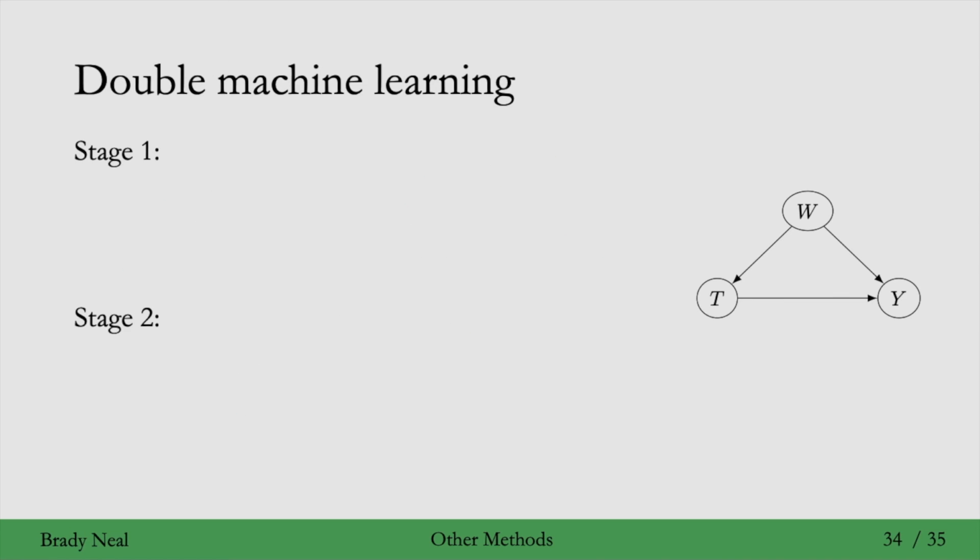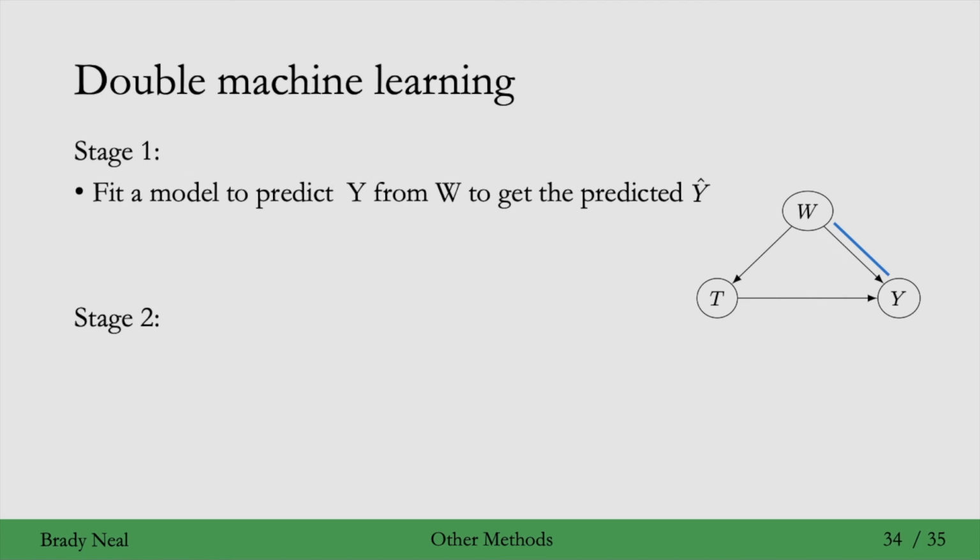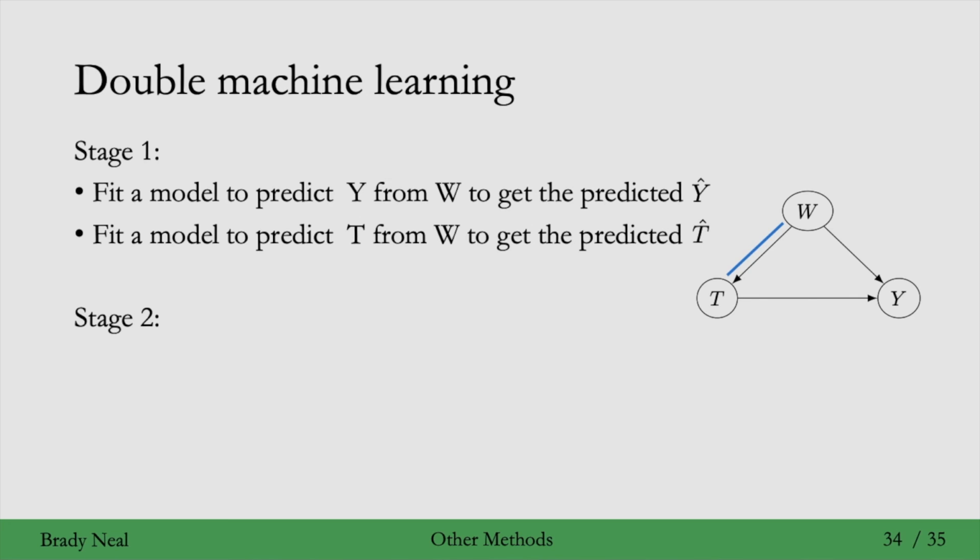Another popular method is double machine learning. Machine learning is really cool, but if you have double machine learning, it's maybe twice as cool. The name might have something to do with the fact that there are two stages to double machine learning. In the first stage, we do two things. First, we fit a model to predict y from w to get the predicted y hat. We also fit a model to predict t from w to get the predicted t hat. And that's stage one. Then in stage two, we use this y hat and this t hat.